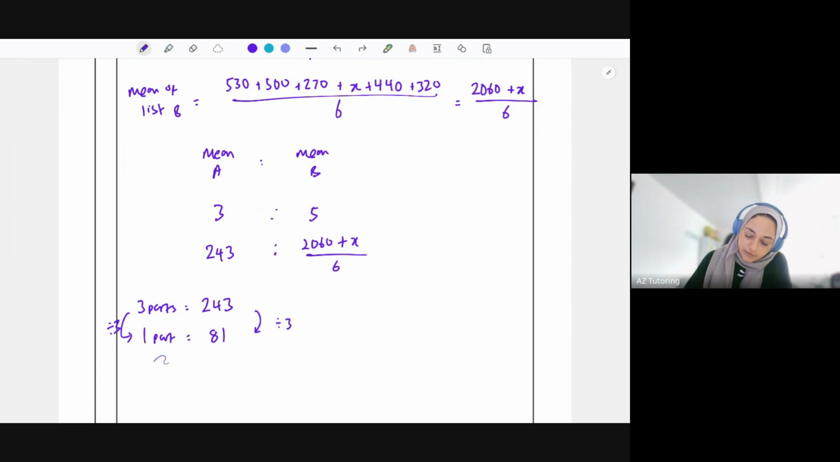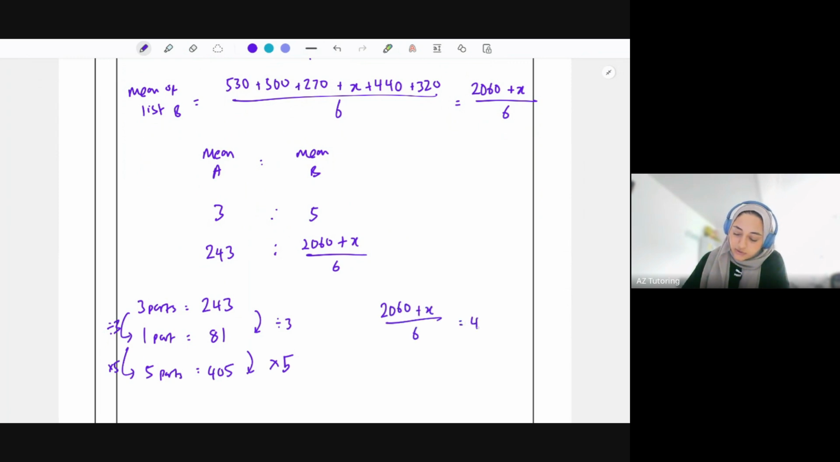So I'm working out for 5 parts. So I'm going to times by 5. So therefore, I'm going to do 81 times 5. And that gives me 405. So I know 2,060 plus x over 6 equals 405, which is what should be here. So I just need to solve this to find x.